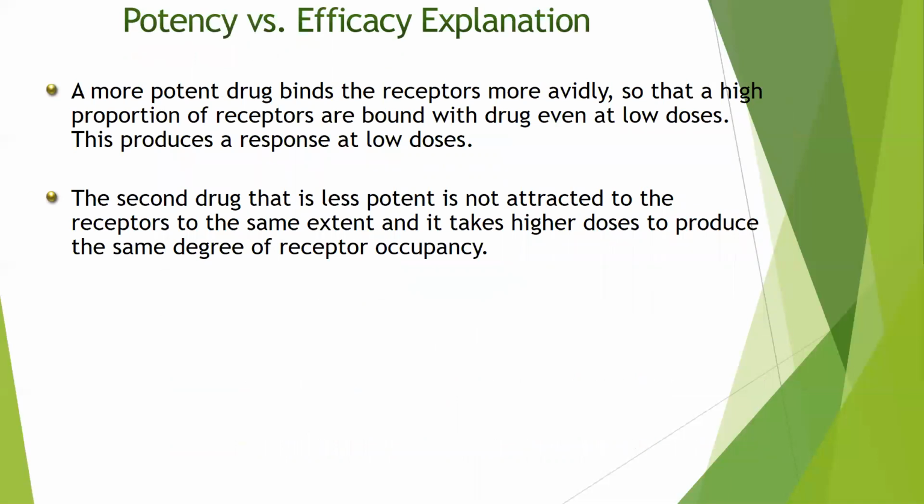So what determines this potency and efficacy? This mostly has to do with the ability of binding to those receptors like we talked about before. A response at a low dose is caused when more of the drug binds quickly to those receptors. If the drug is less potent, this will not happen as quickly, and it will take those higher doses to achieve the same effects.